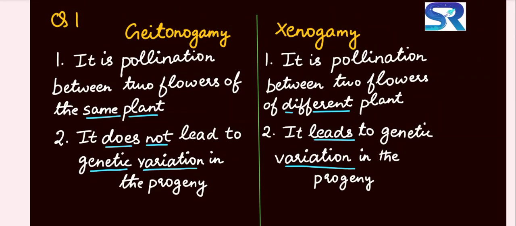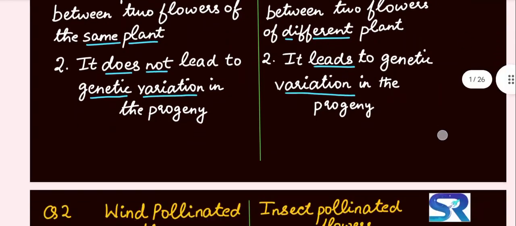Geitonogamy and xenogamy. Geitonogamy is pollination between two flowers of the same plant. It does not lead to genetic variation in the progeny. And xenogamy is pollination between two flowers of different plants. It leads to genetic variation in the progeny.